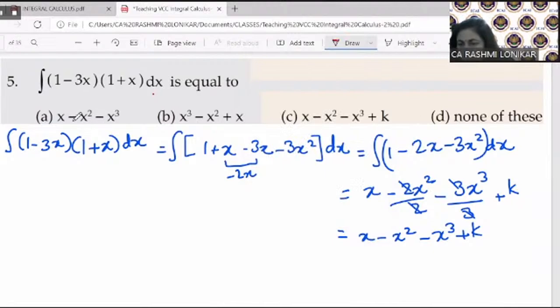Again, you can see the A and C are same. Here in B, you are getting plus x, here also plus x, but x cube here has plus sign, but x cube here has minus sign. So therefore, B is not the correct answer, because the sign is different. Now we are left with A and C. Again here it is the plus k. That is why this will be the correct answer.